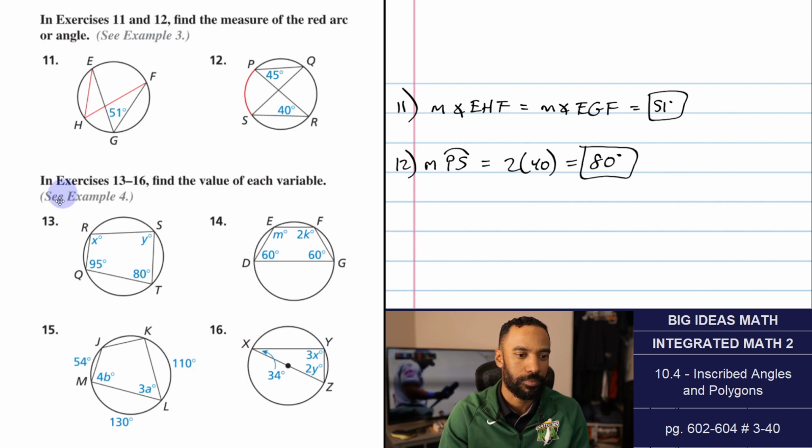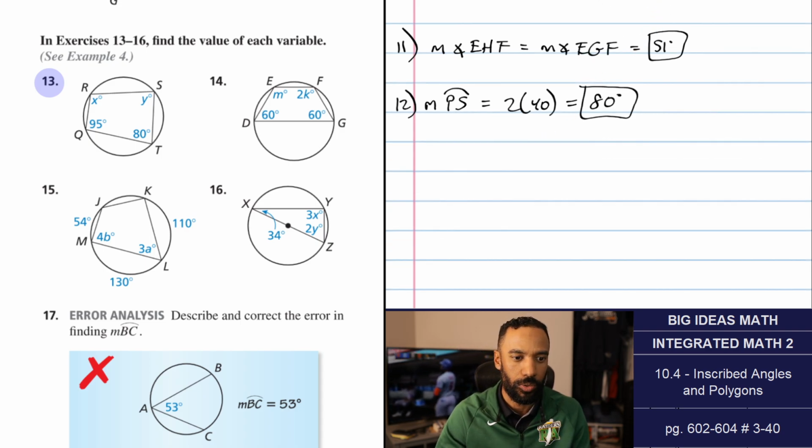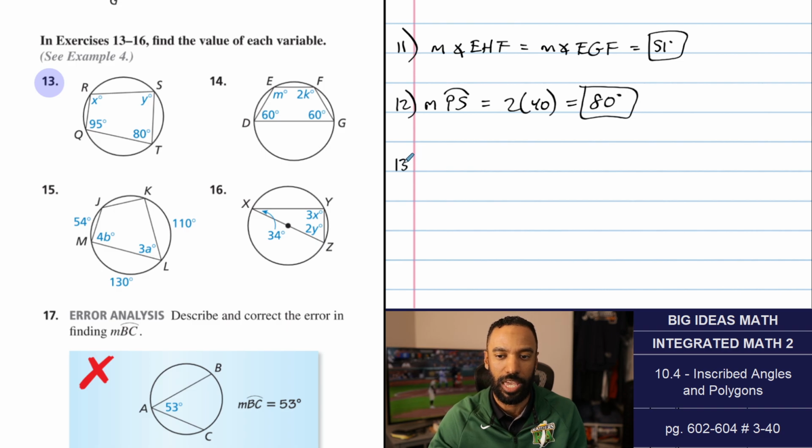All right, numbers 13 to 16, we're going to find the value of each variable. This is for inscribed polygons. In this case, I see inscribed quadrilaterals going on in number 13.